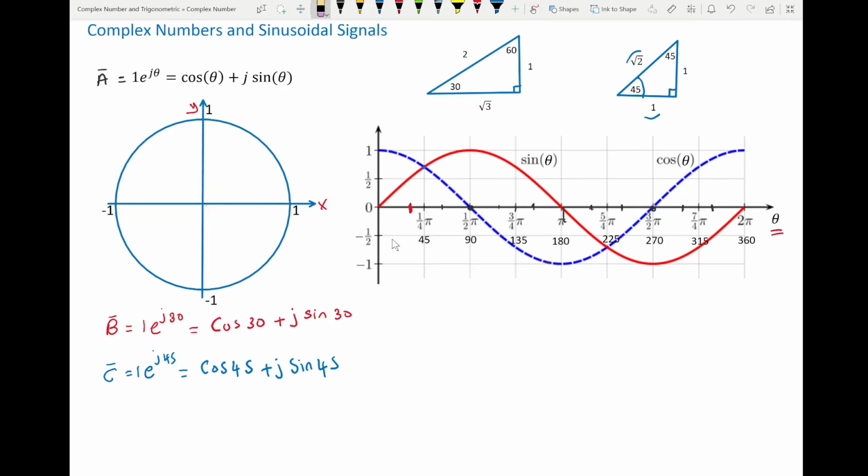And the same thing, we can follow the projection of a vector of different angles along the vertical axis and relate it to the sine wave. So if we have a vector here, then the projection along the vertical axis is 0. So we are here.